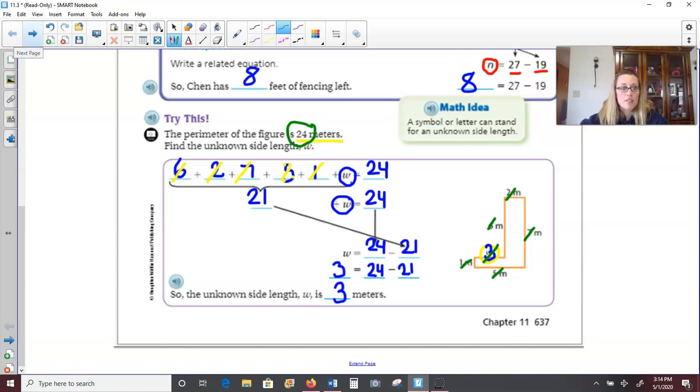Not too bad. You just have to do a little more thinking and a few extra steps of adding all of the sides that you know, and then subtract that from the total perimeter, and then that'll give you the side length that is left. So let's continue on to the next page.